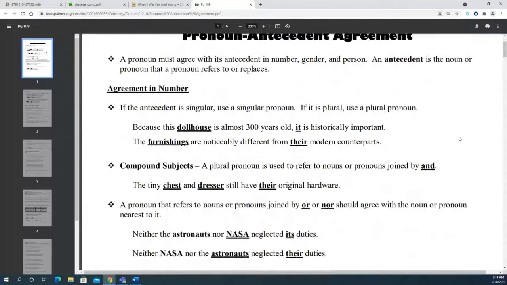Basically, pronoun antecedent agreement says a pronoun must agree with its antecedent in number, gender, and person. An antecedent is the noun or pronoun that a pronoun refers to or replaces. In a lot of ways, some of the same rules that applied to subject-verb agreement last week also apply to pronoun antecedent agreement. The only difference is we're dealing with nouns and pronouns here instead of verbs. One of the first rules is agreement in number. If the antecedent is singular, use a singular pronoun. If it is plural, use a plural pronoun.